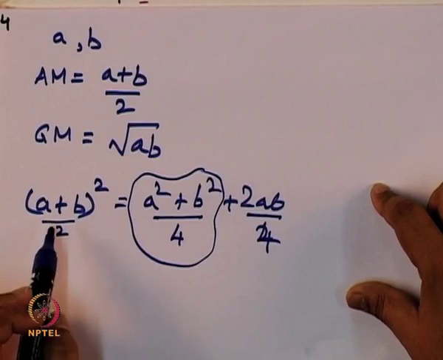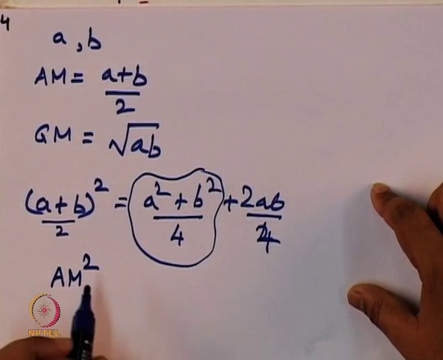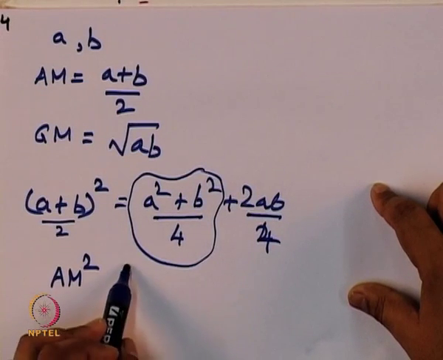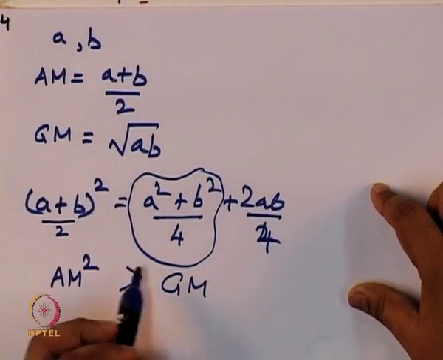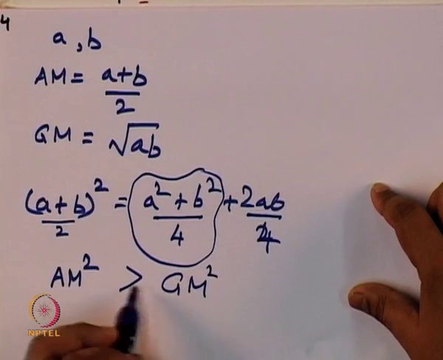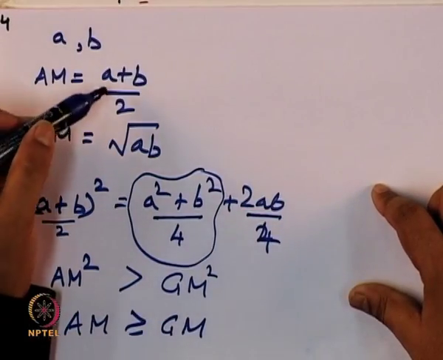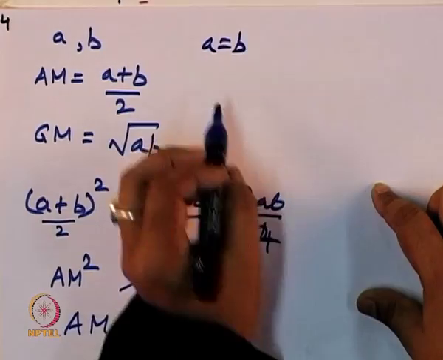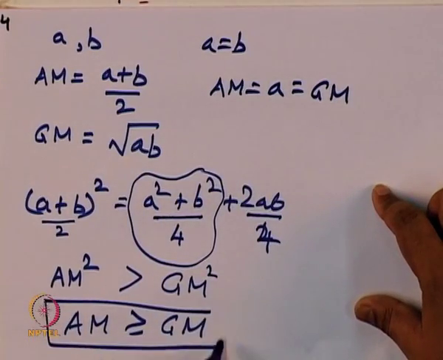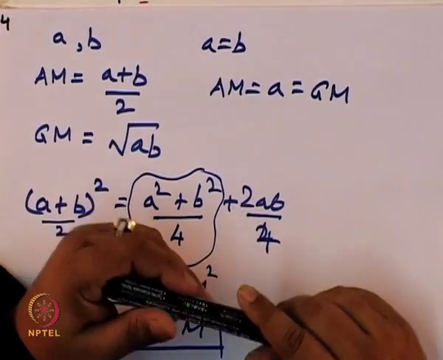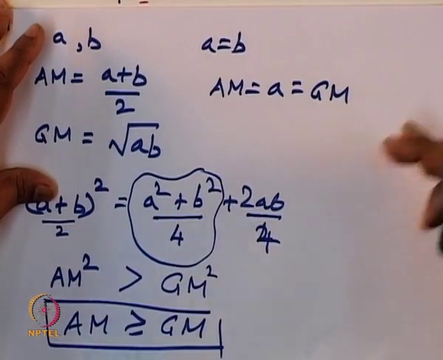this term is nothing but the arithmetic mean whole square, and so it has to be greater than the geometric mean. If geometric mean is the square root of AB, then arithmetic mean is greater than or equal to it. For the case A equal to B, arithmetic mean is equal to A and equal to the geometric mean. So, arithmetic mean is always greater or equal to geometric mean. This is one of the reasons why geometric mean is much less sensitive to extreme values.